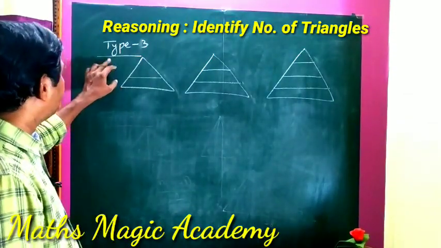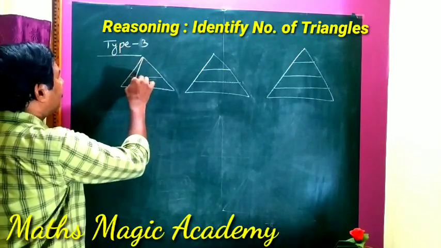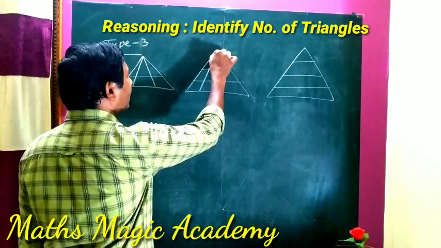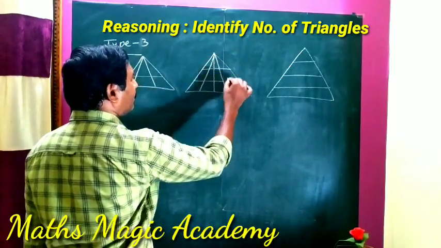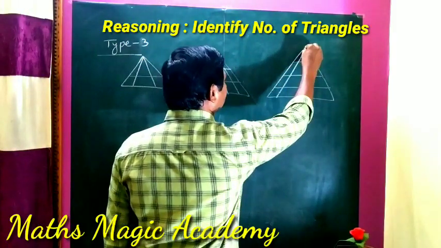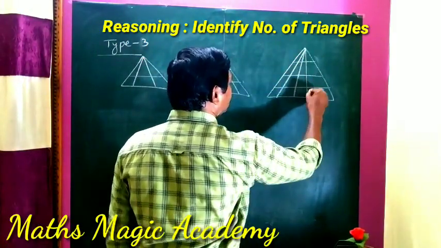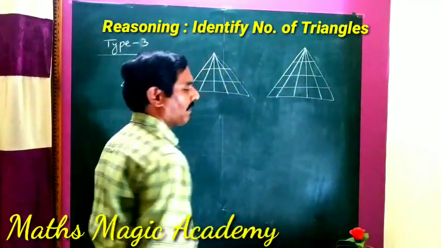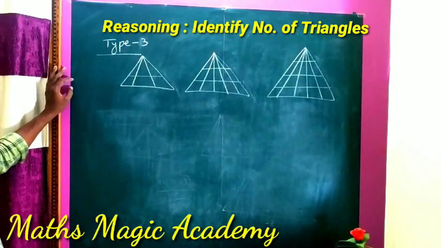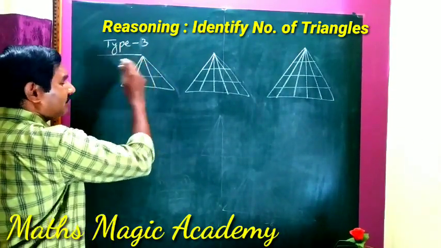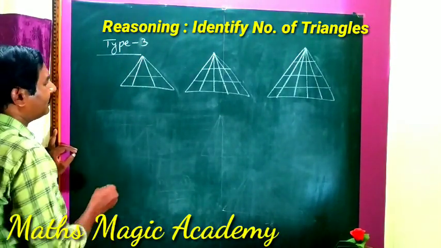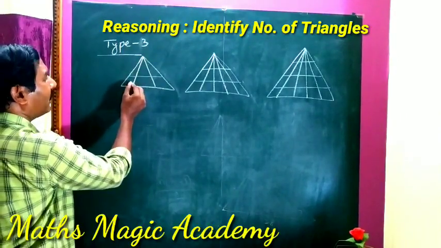Observe in this type 3, I am taking a combination of type 1 and type 2. Here also. So you can observe in the first triangle, as per type 1, how many triangles are there? 2 triangles are there. But here it is type 3. In this type 3, you have to observe type 2 majorly.